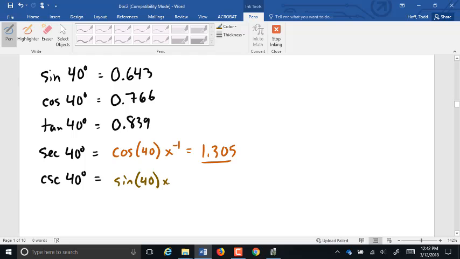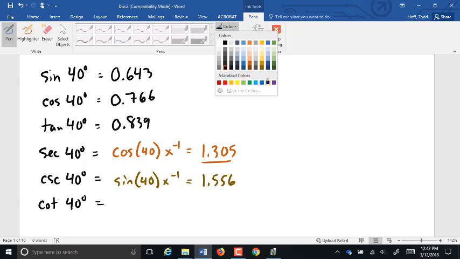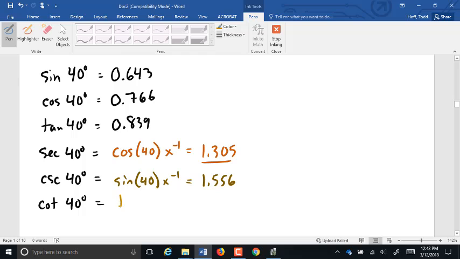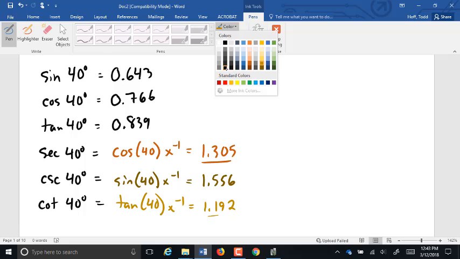How about cosecant of 40? Use sine 40, close the parentheses, x negative 1, which gives us 1.556, okay? And then finally, the cotangent of 40. Use the tangent of 40, close the parentheses, x negative 1, 1.192. Works for me. Any questions on how we calculate those functions?